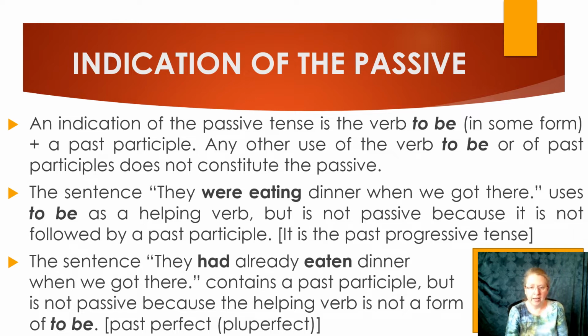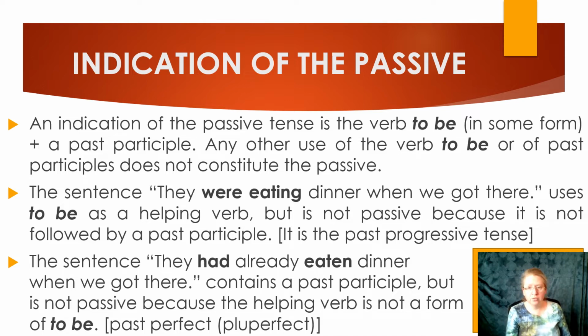The sentence, they had already eaten dinner when we got there. Now that has the past participle, eaten, but it's still not the passive tense because the helping verb is not a form of to be. Okay, so it's actually the past perfect or the pluperfect. Okay, it's really important to recognize when it's passive tense and when it isn't.